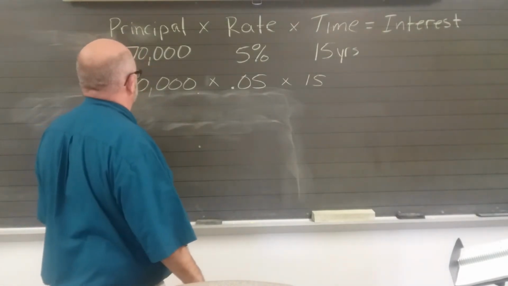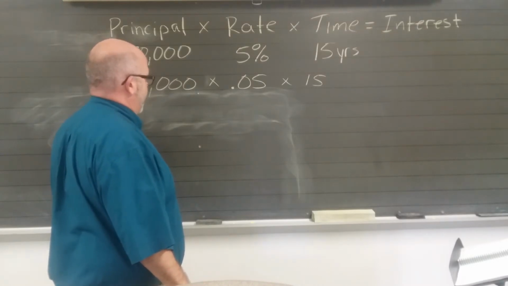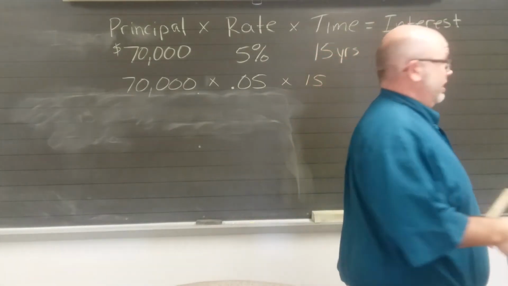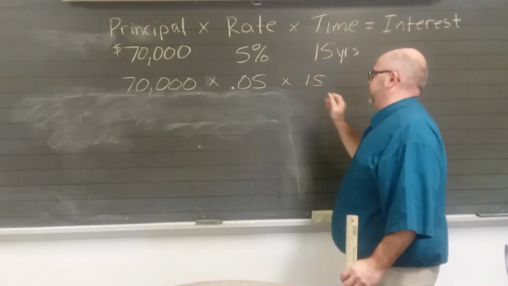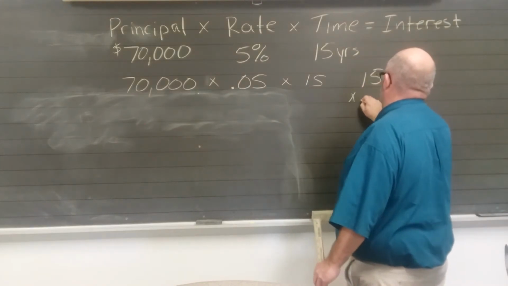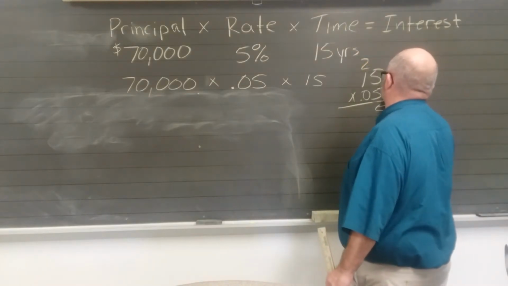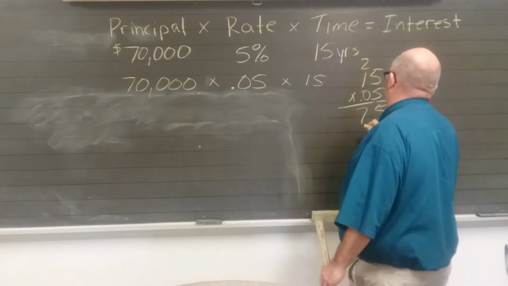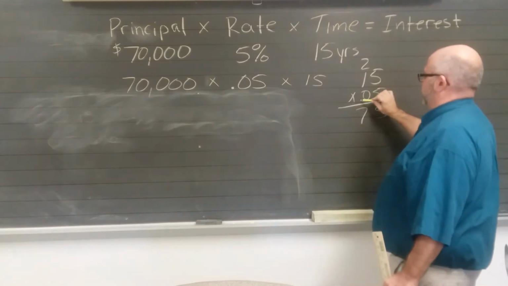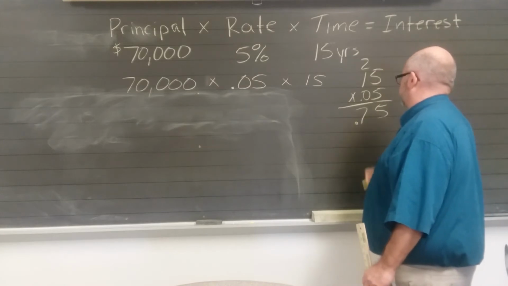Carefully do the math. And again, it does not matter which of these multiplication problems you start with. Let's start with this. 15 times 0.05 is what? 75, don't have to do the 0, 0, that's not going to change anything. Decimal point, 2 places, 1, 2, so you have 0.75.